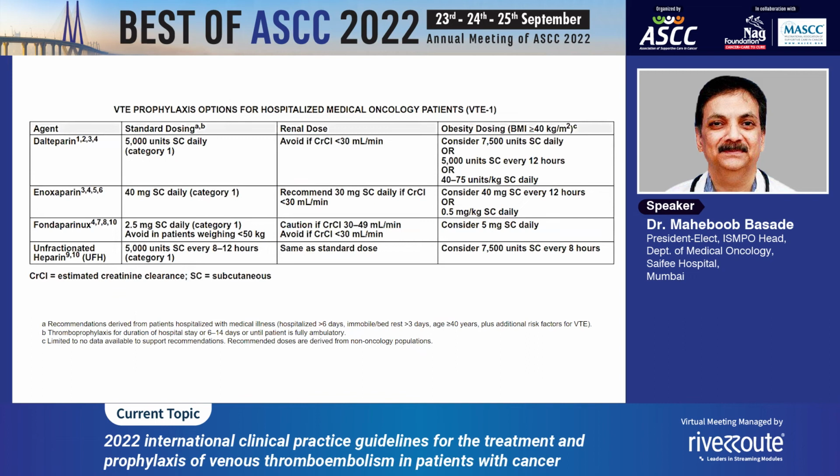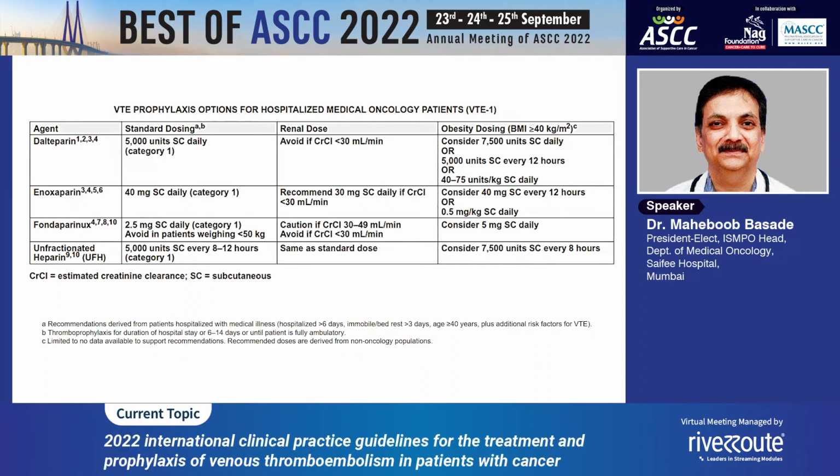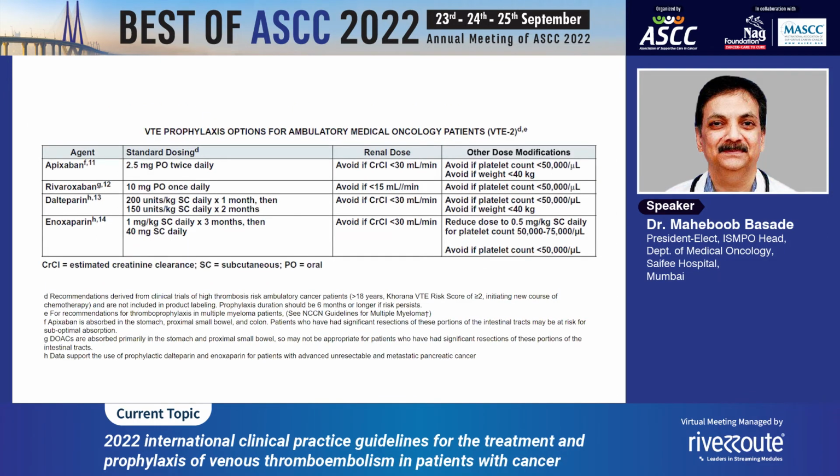So what are the drugs which can be used for patients in medical oncology when they are hospitalized or in the outpatient setting? Dalteparin, enoxaparin, fondaparinux. Again, remember that your creatinine clearance has to be above 30. If the creatinine clearance is less than 30, unfractionated heparin is the drug of choice, which has to be used every 8 hours, almost 7,500 units.